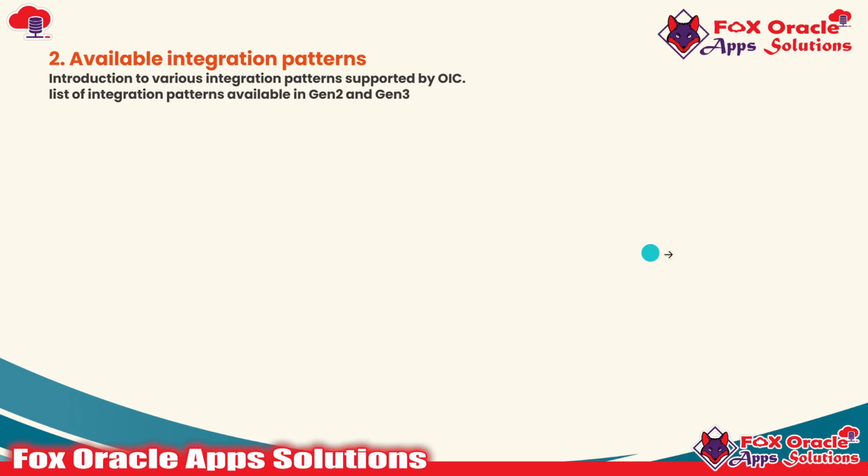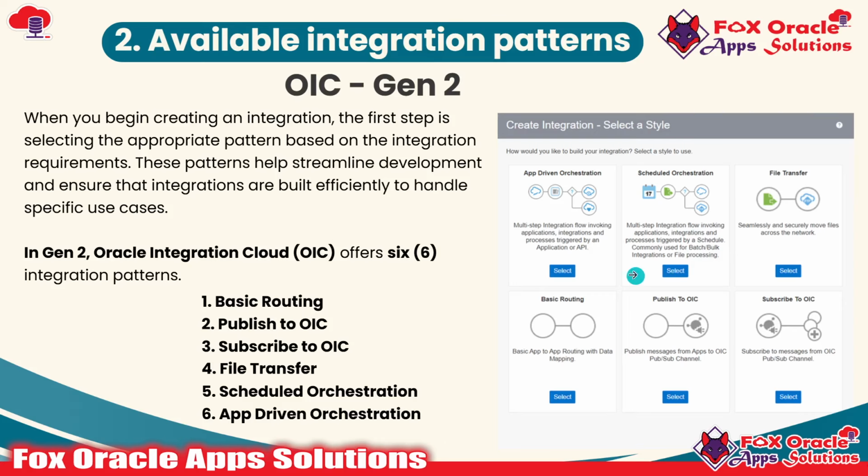In Oracle Integration, we have different patterns to create applications. In Generation 2, a total of 6 types of pattern were available. You can see them: basic routing, publish to OIC, subscribe to OIC, file transfer, schedule, and app driven. The major ones, with which 90% of the applications we create, are these two only: schedule integrations and app driven integrations. We'll see what these two are and the remaining four, just in brief.